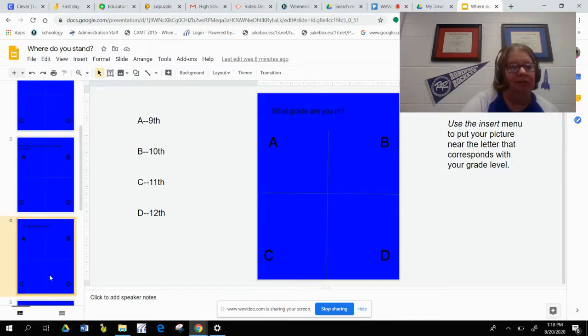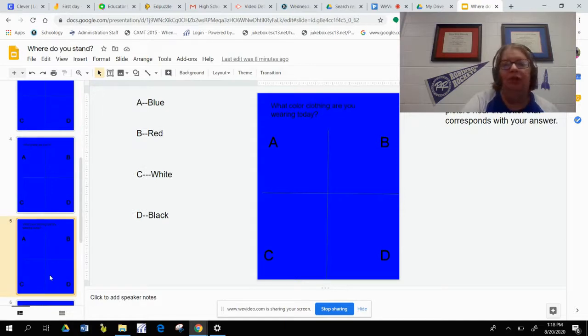All right, let's look at the next one. What color clothing are you wearing today? Blue, red, white, or black? If I look today, I have a problem here because I could answer blue or I could answer white. I actually could answer black. I have some black on my shoes. If I'm an input, I have more than one possible output. That means something for us.